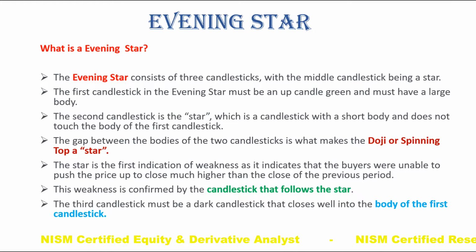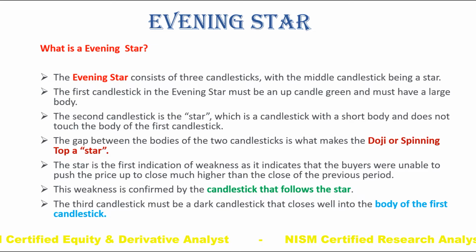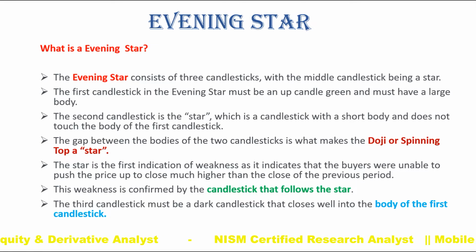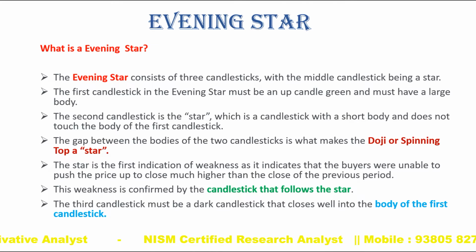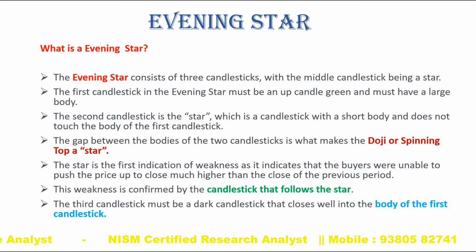So what indicates the weakness in the market? Okay, the spinning top or the doji candle. So the green candle is the first candle, the second is the doji or the spinning top. So that indicates the weakness in the market. Okay, that is, buyers are unable to push the price up.